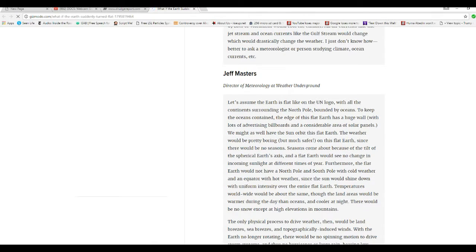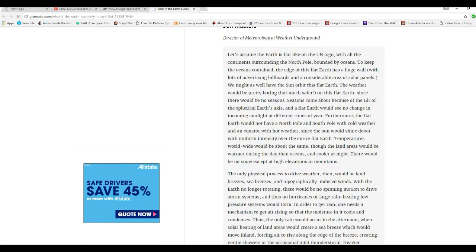Let's assume the Earth is flat like the UN logo, with all the continents surrounding the North Pole bounded by the oceans. Keep the oceans contained, that's just flat Earth has a huge wall, with lots of advertising billboards and a considerable area of solar panels. It might as well have the Earth, the sun orbit of this flat Earth. The weather would be pretty boring, but much safer on this flat Earth, since there would be no seasons. Seasons come about because of the spherical Earth's axis, and flat Earth will be no change in the incoming sunlight at different times of the year.